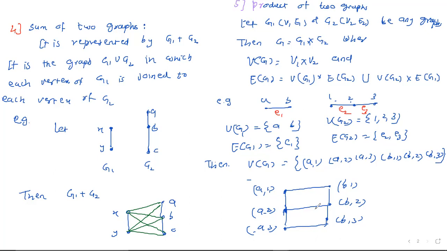Excuse me, sir, but we can also connect A comma 1 to B comma 2 and A comma 1 to B comma 3 also. Actually, here what happened: when we take A1 and B2, we have an edge between AB, but 1 and 2 are different. So if A1 and B1, then we can connect these vertices, because 1 is common. But if both are different, here is A, here is B, here is 1 but 2, then we cannot connect. So this is not possible.